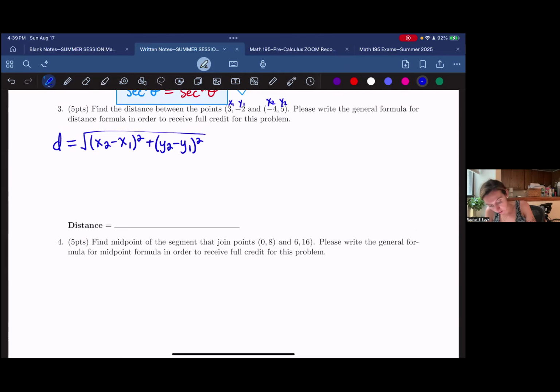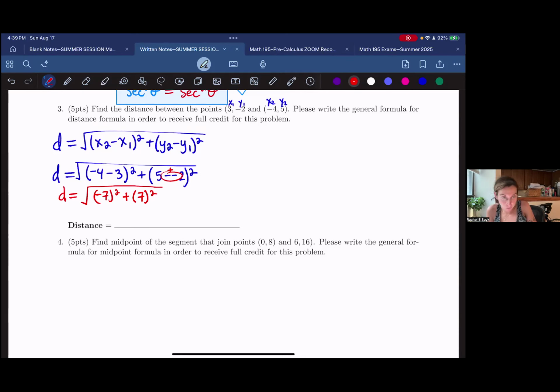And now let's just substitute in order to calculate our distance. So we have our distance is equal to the square root of -4 minus 3 in parentheses squared plus 5 minus -2 in parentheses squared. 2 negatives next to each other give you a positive. -4 minus 3 gives you a -7 in parentheses squared. 5 plus 2 gives you a +7 in parentheses squared. 7 squared is 49, -7 squared is also 49.